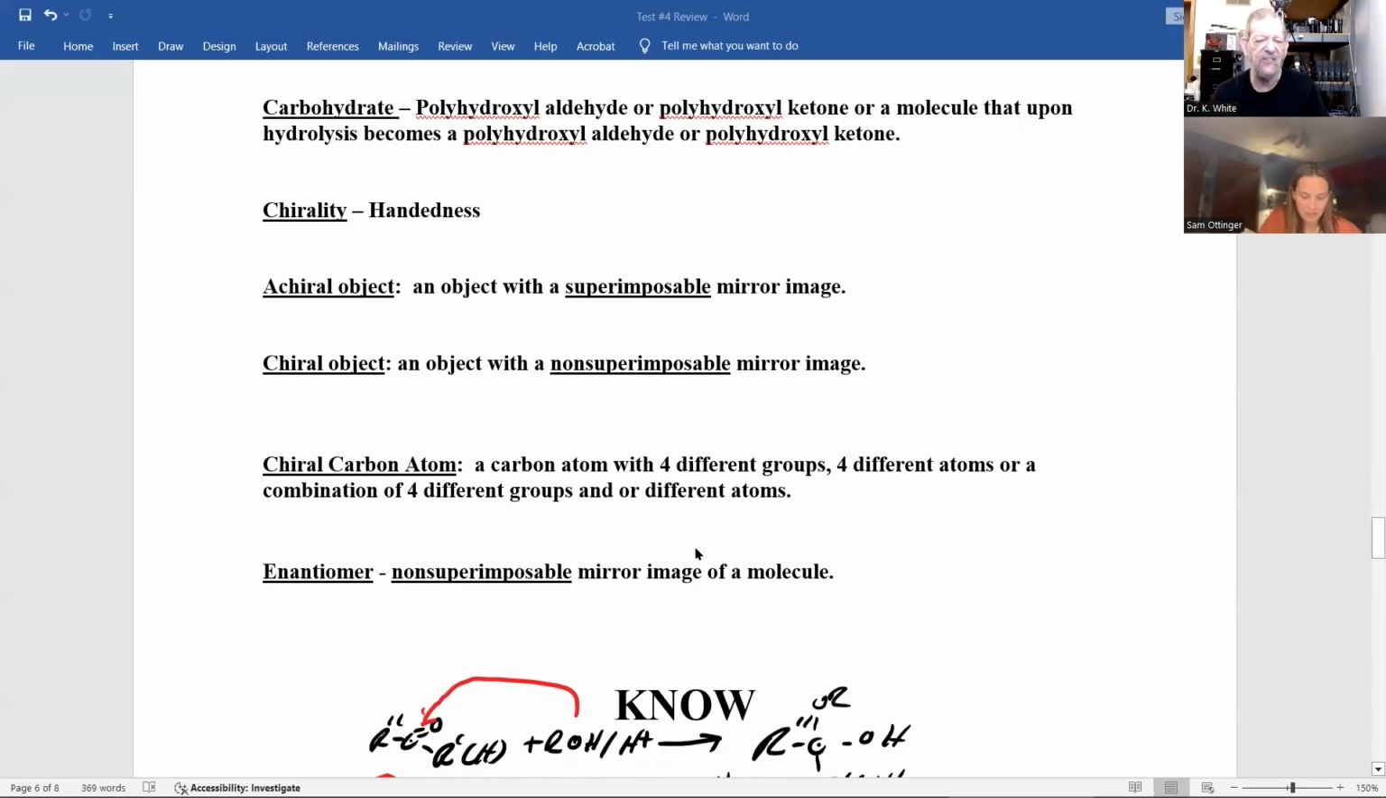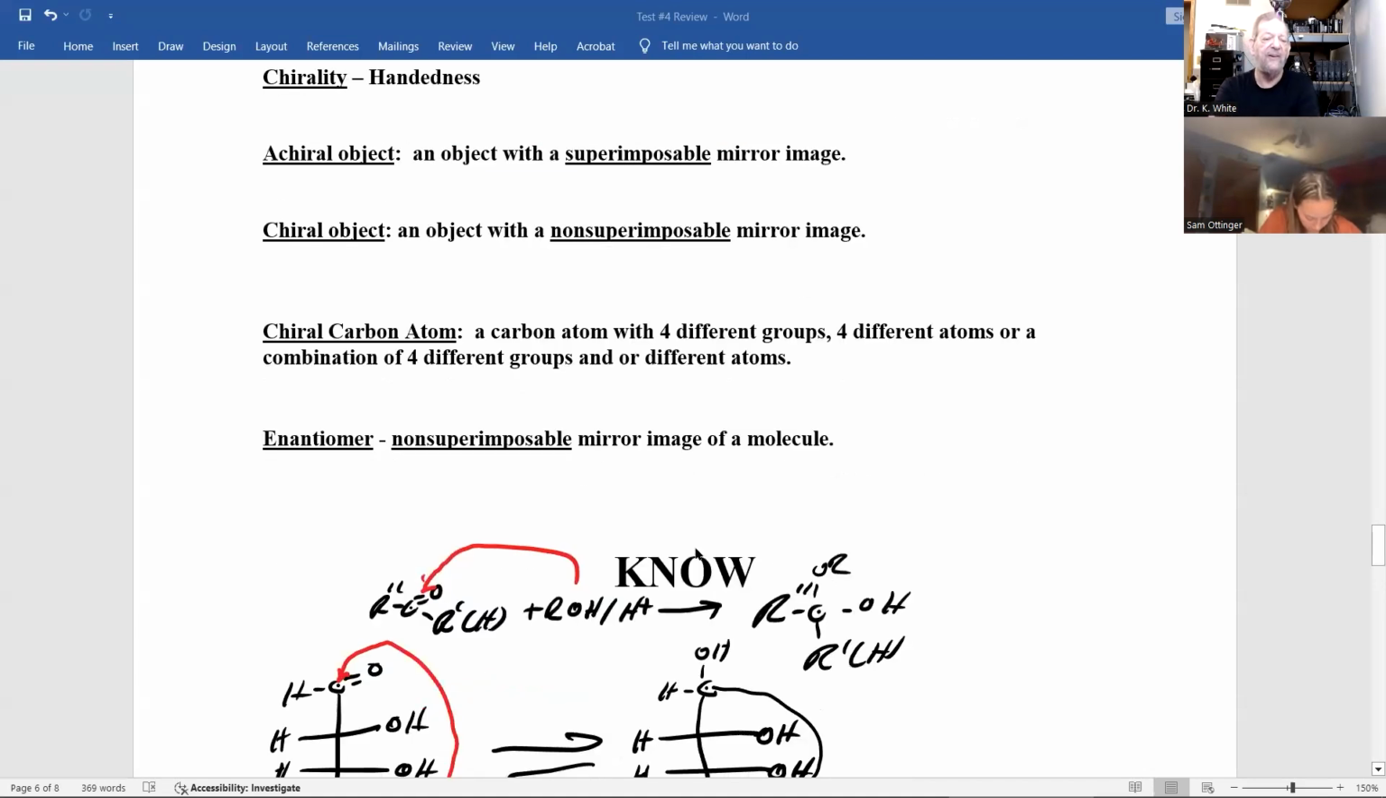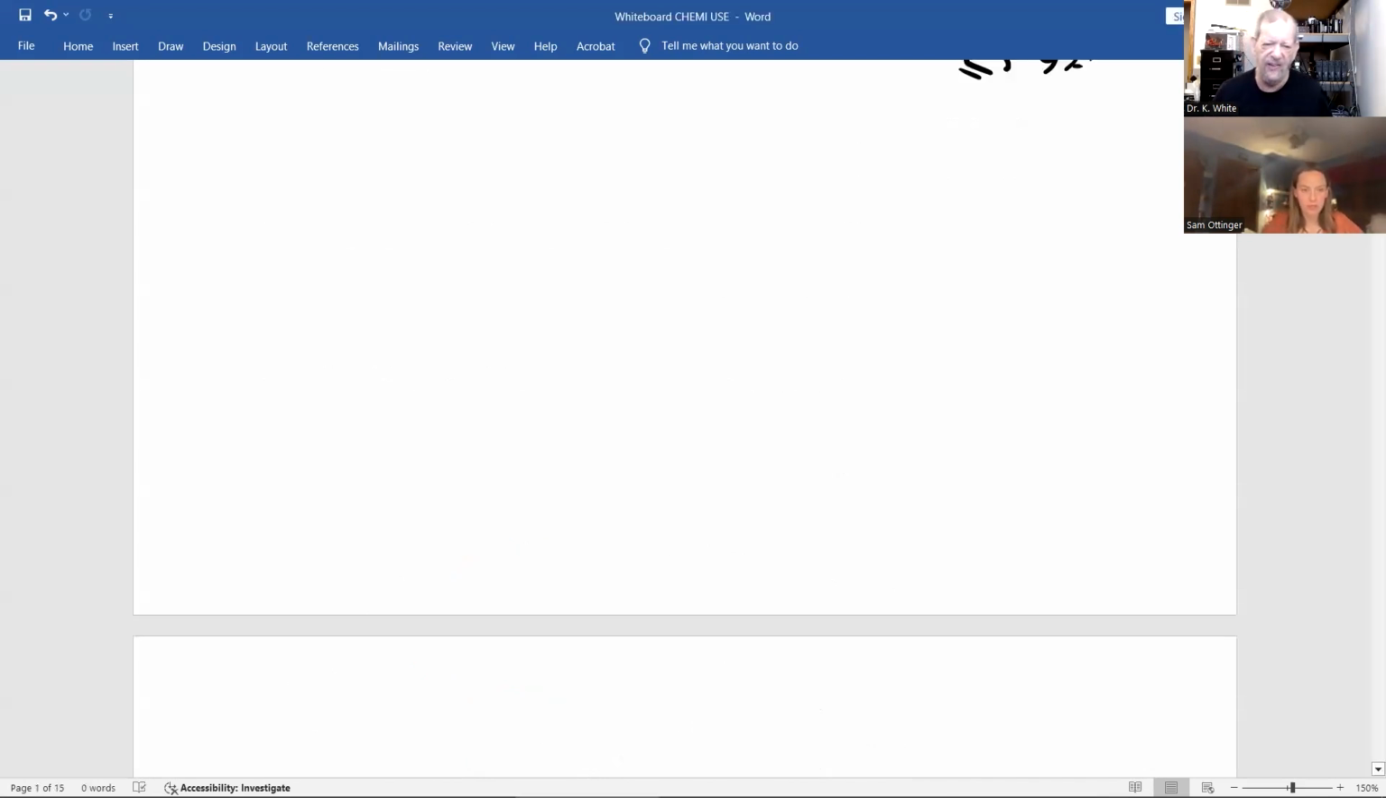All right, now next thing I talked about were chiral carbon atoms. And that's a carbon with 4 different groups or 4 different atoms, or a combination of 4 different groups or atoms. And you should be able to circle all the chiral carbons.